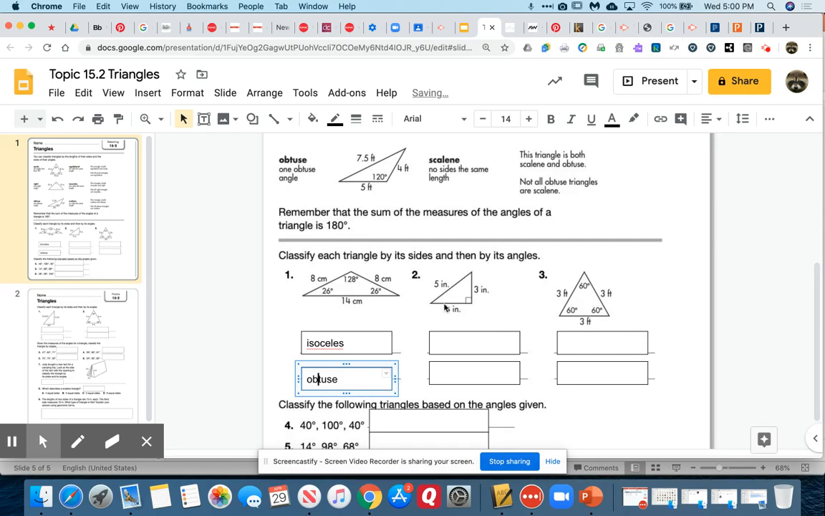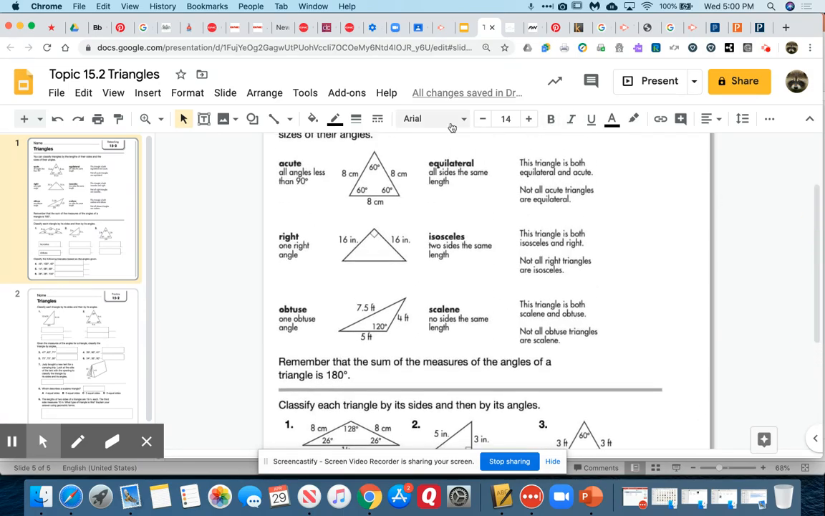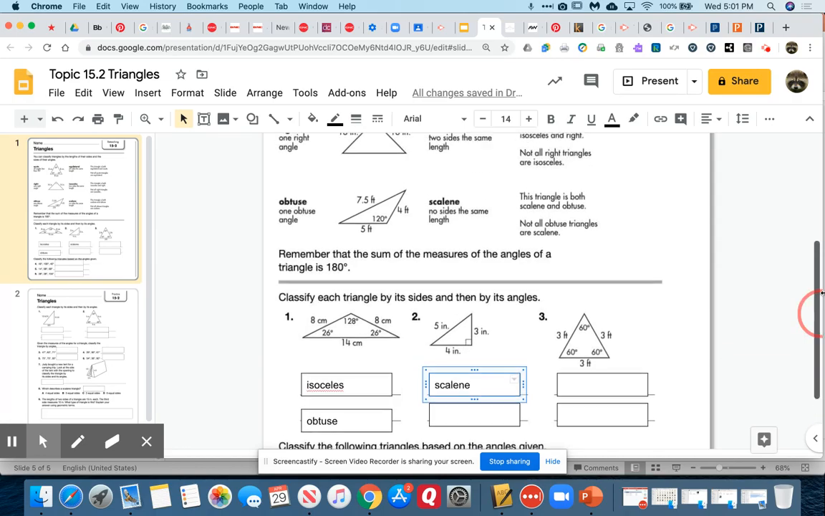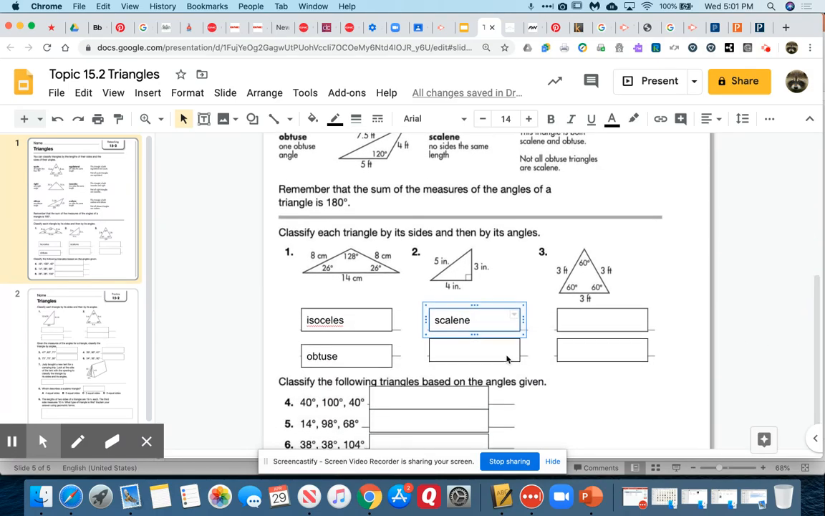Okay, the next one. Let's look at the lengths of the sides. We have 5, 4, and 3. So no sides are the same length. Which one would that be? It is scalene. No sides the same length. So that one is scalene. And then we have one right angle designated by the square. So we know that that is going to be a right triangle.